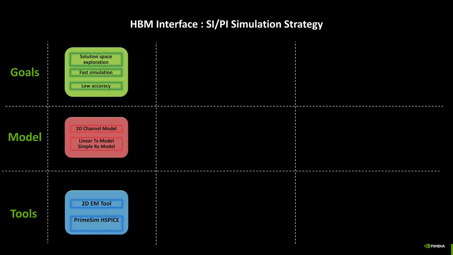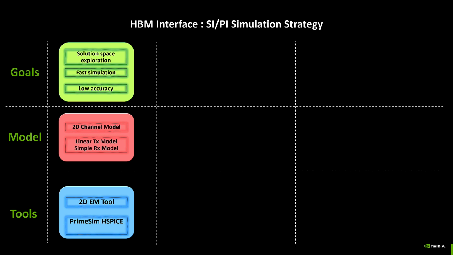So to handle a very big solution space, to begin with, we are doing a solution space exploration. We want a fast turnaround in simulation, and we are okay with reasonable accuracy. At this stage, when we do the modeling, we are okay to do a 2D channel model using 2D electromagnetic tools, and then we can have a simplified model for the transmitter and receiver. And at this stage, we just use PrimeSim HSpice to do all our simulations.